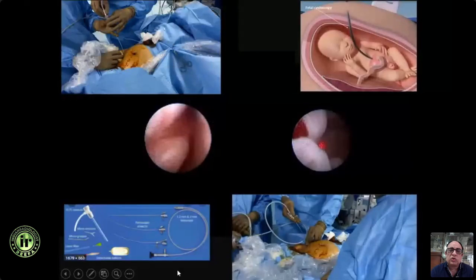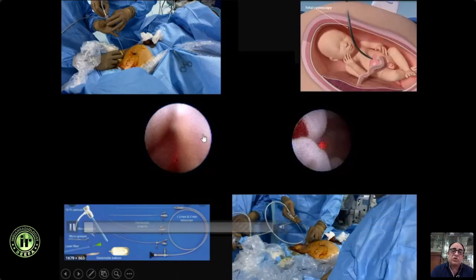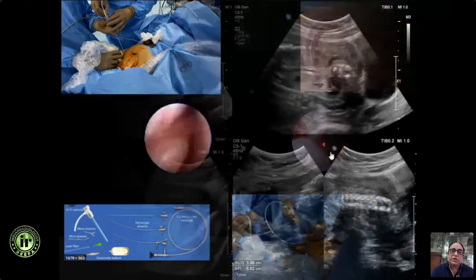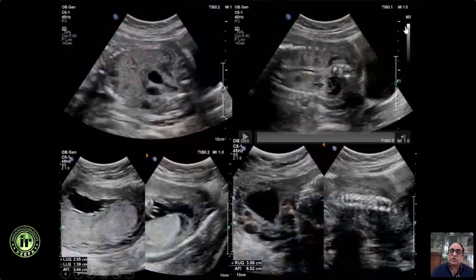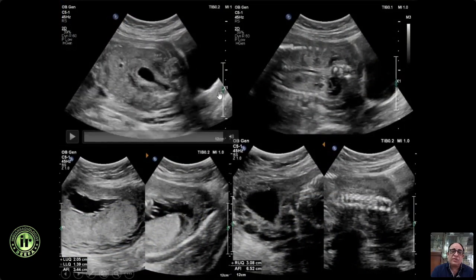So prior to any procedure, you need to do a diagnostic procedure and also amnio infusion at times to help facilitate most of these procedures. So that's the posterior urethral valve, and that's the laser, and this is the post procedure. You can see that the liquor has improved and the fetus bladder has collapsed and is doing well.